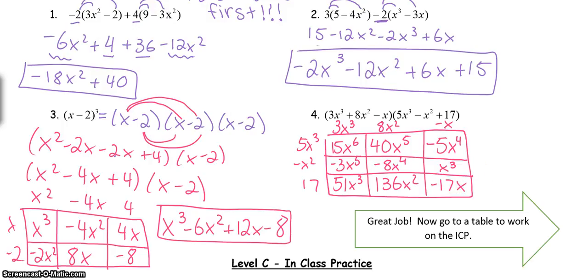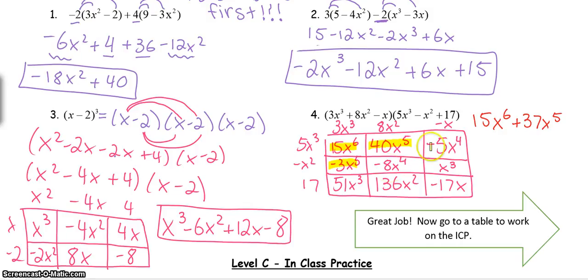So I'm going to go through and combine like terms. As I work, I'm going to highlight the ones I've used just to make sure I don't skip over anything. So I've got 15x to the 6th, and that doesn't have a partner. So that's going to be rewritten by itself. So 15x to the 6th. Then I've got 40x to the 5th and negative 3x to the 5th. So that would be 37x to the 5th.